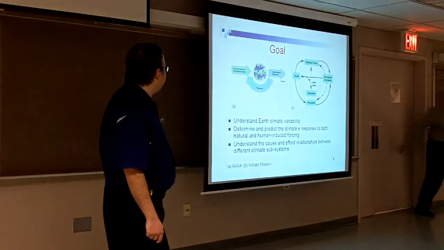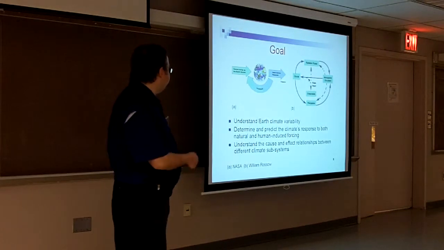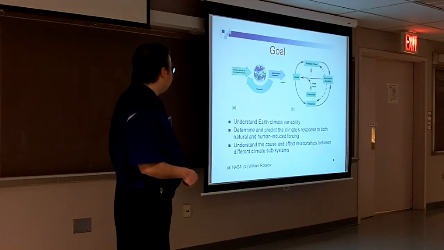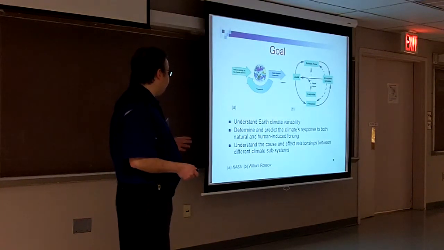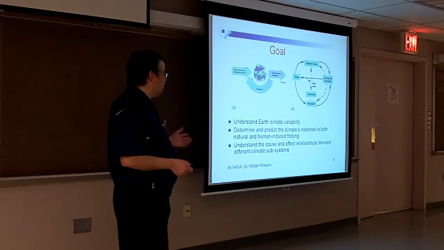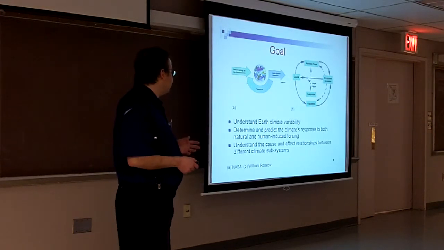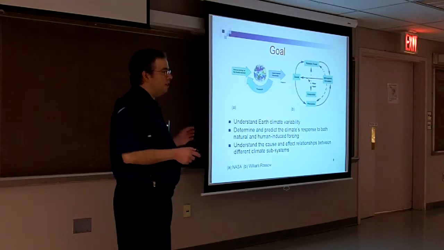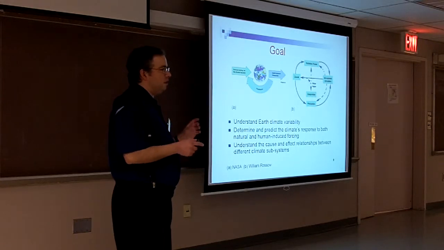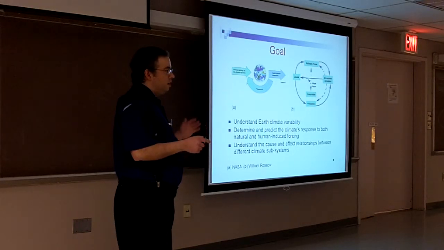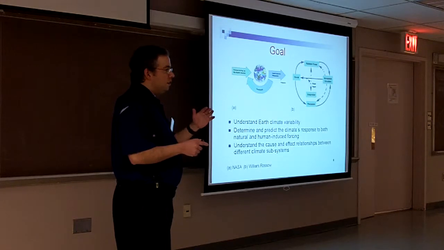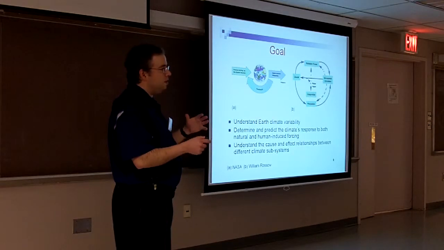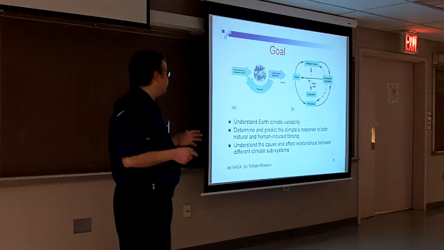So in this project, our goal is to understand the Earth climate variability and to understand the relationships between various climate subsystems and which climate variables are related to each other, and especially the directions between these climate variables. Which variable triggers the other variable, and which variable is affected by the other variable. This is the most important thing for us to understand.